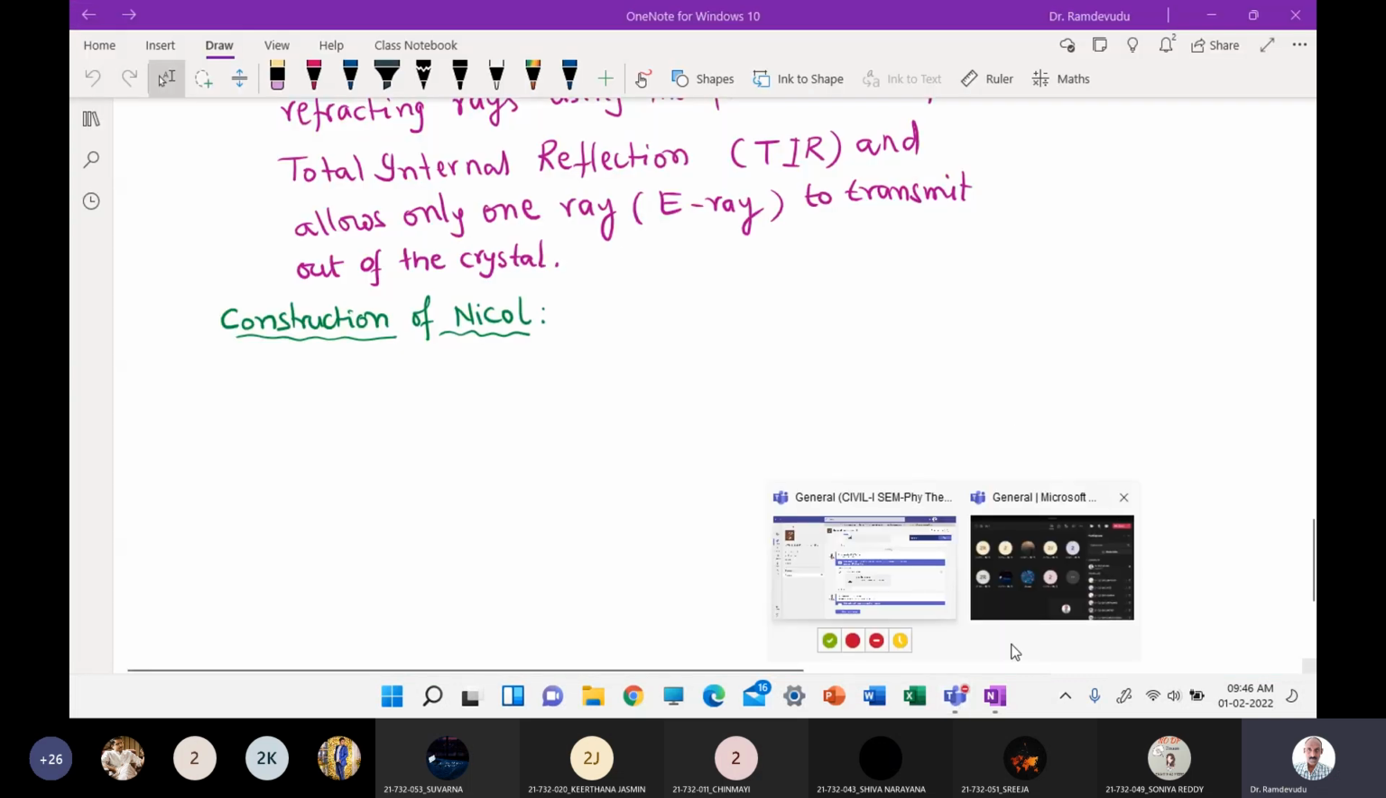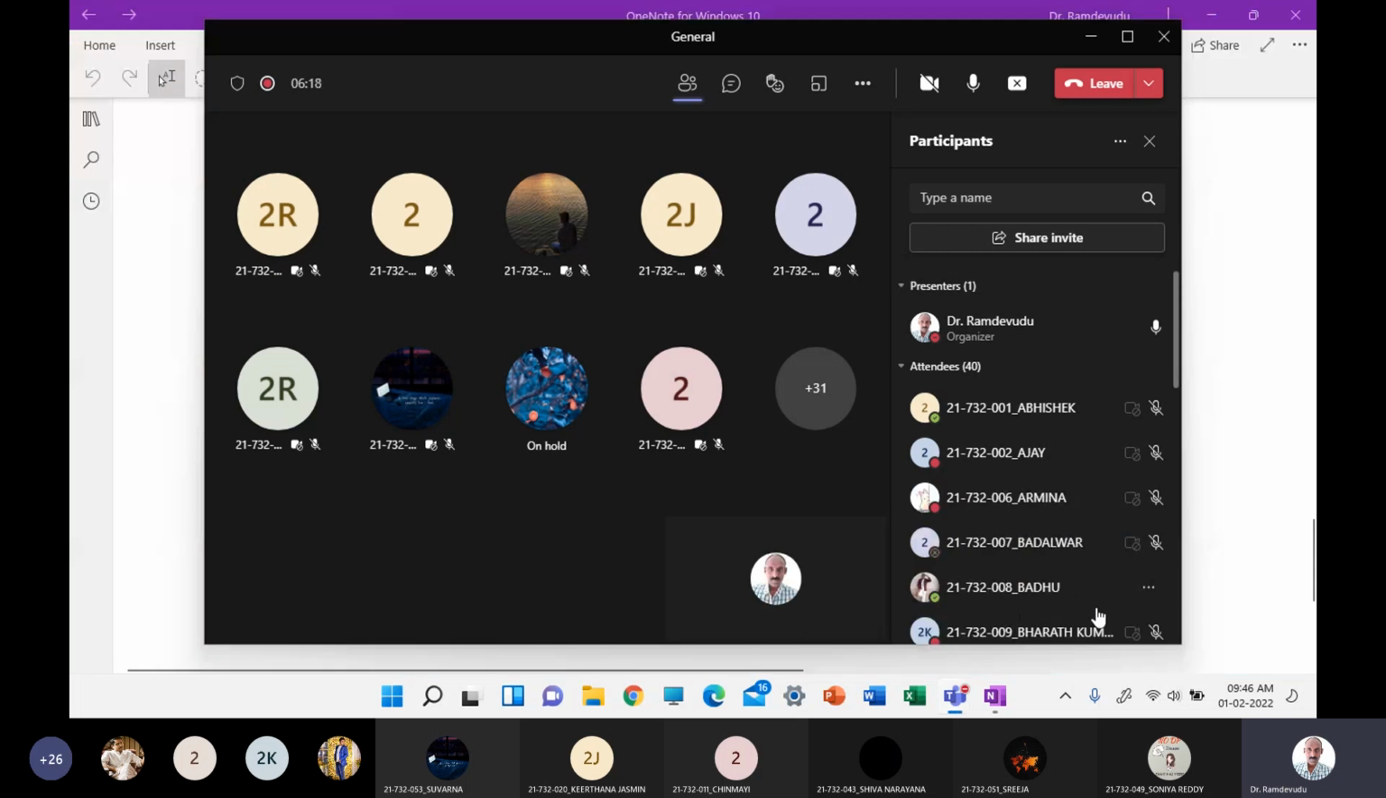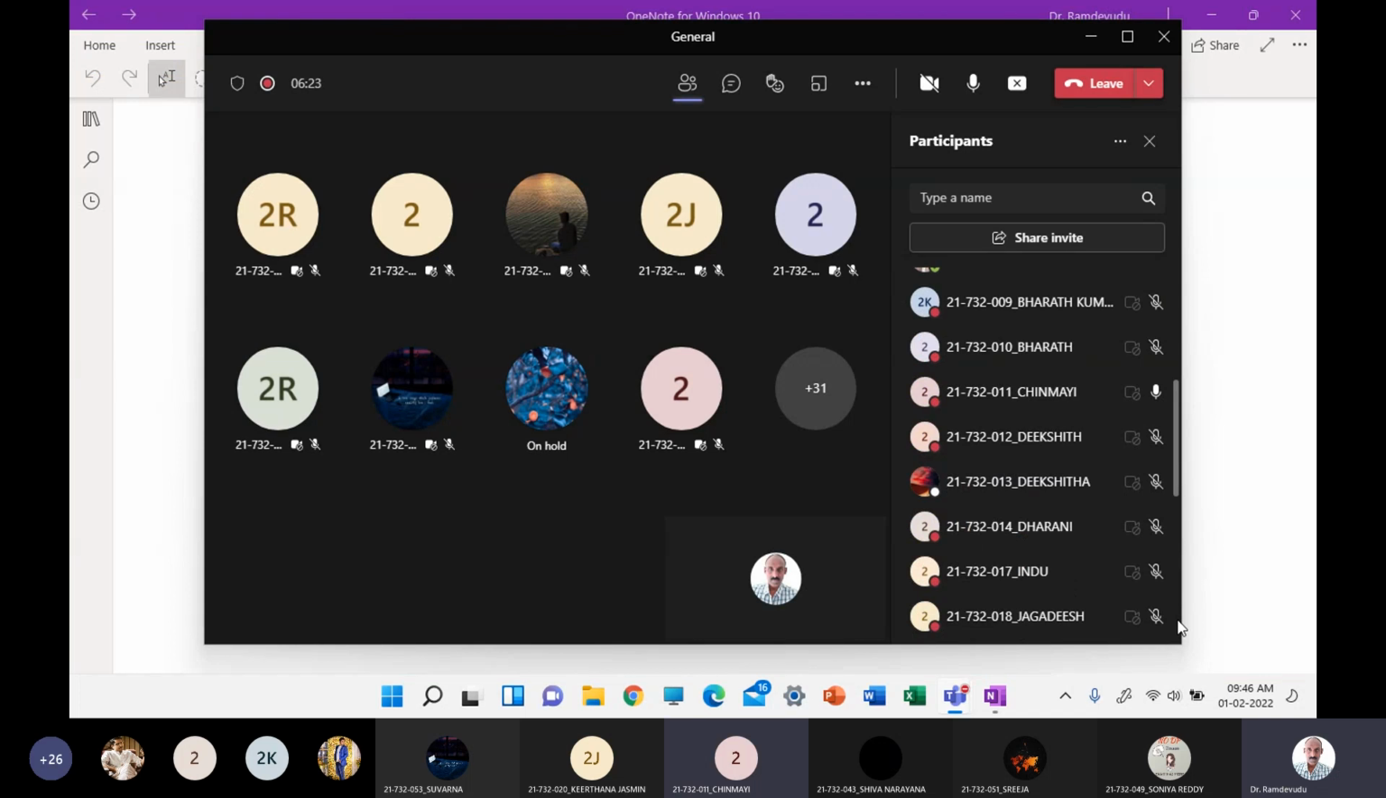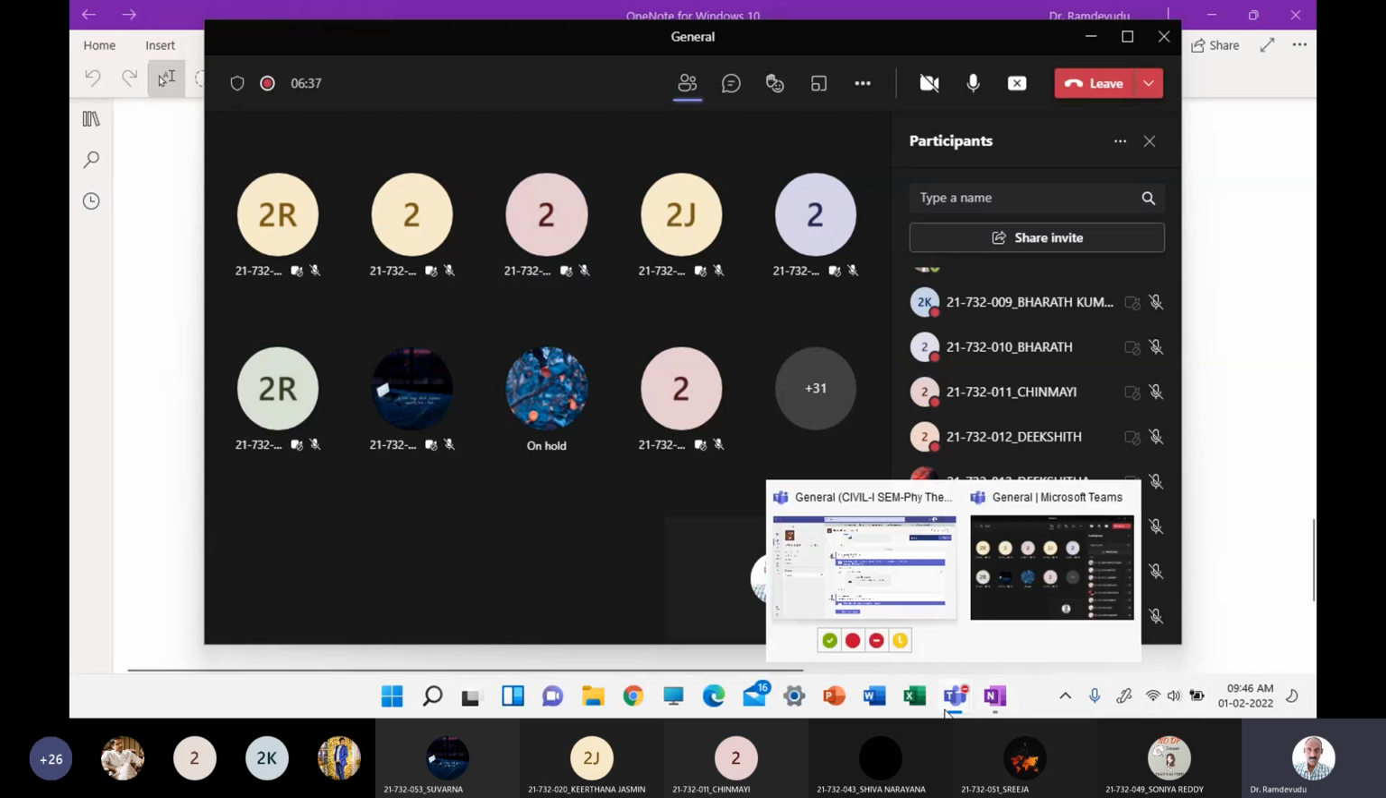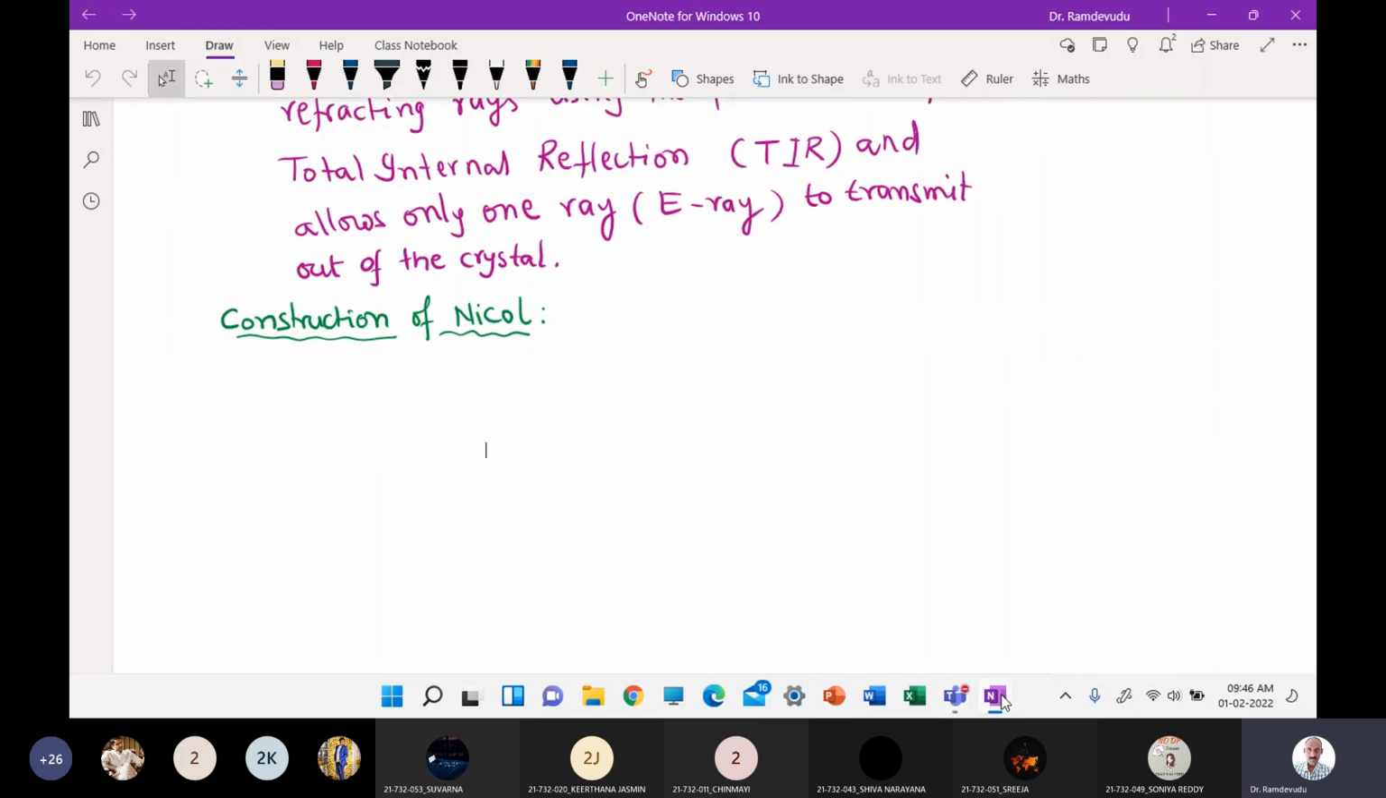Roll number 11. Yes, sir. The light ray must be traveling from a denser medium to the rarer medium, and the angle of incidence must be greater than the critical angle. Excellent. Good, Chinmay. Now, these two we have to follow to get total internal reflection, and thereby we have to eliminate one of the rays. So that is the principle of the Nicol prism.